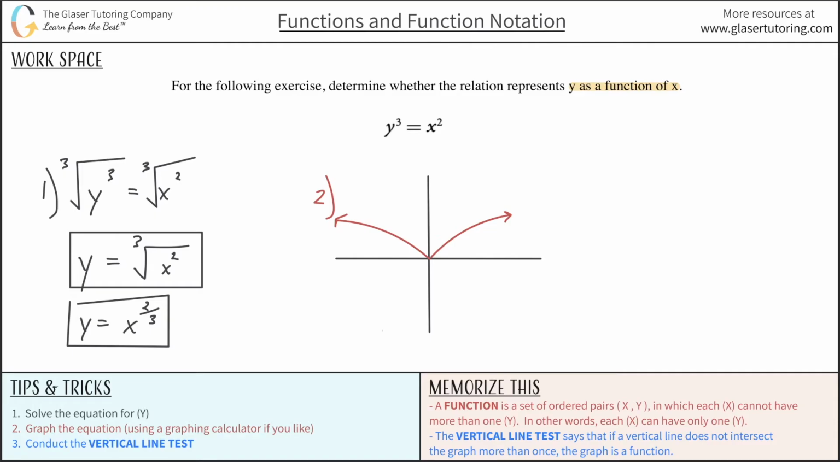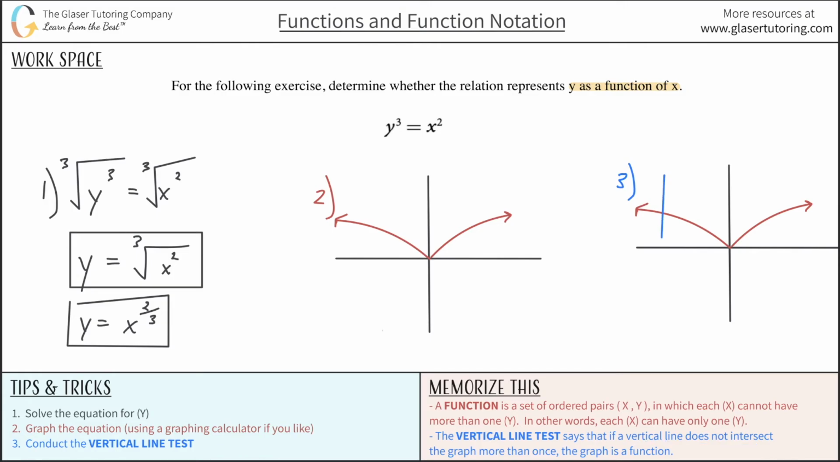So now that we understand the picture of how the graph looks, we can run it under the vertical line test. All right, so let's do that. Let's run this thing under the vertical line test. The vertical line test tells us that if a vertical line does not intersect the graph more than once, then the graph is a function.